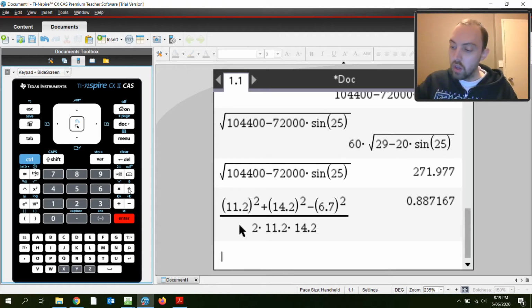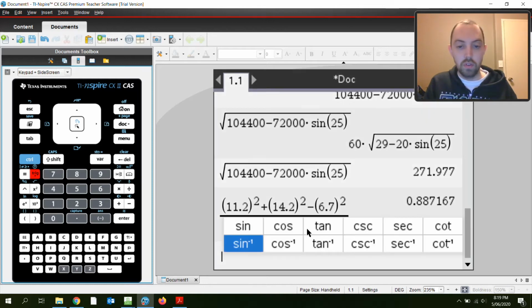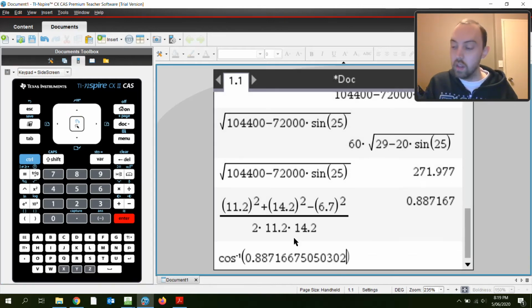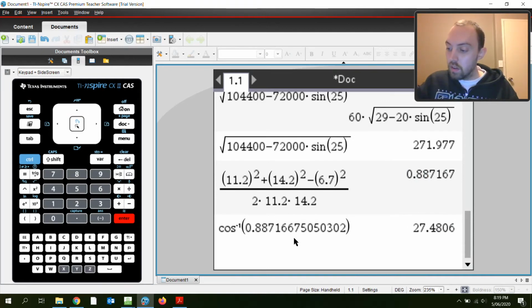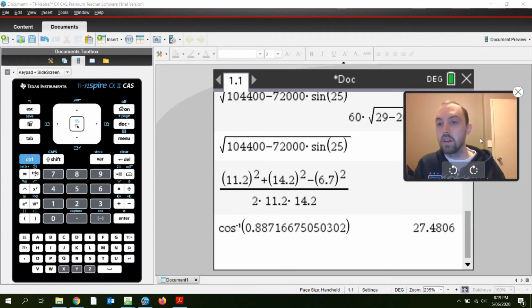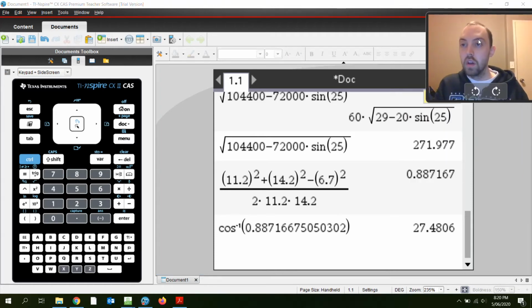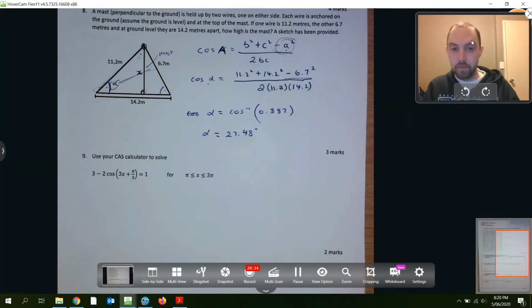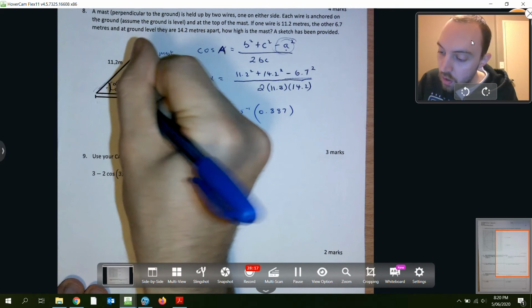So cos alpha is equal to cos to the -1 of 0.887. Alpha is equal to, just writing that on the page. So we want to go cos to the -1 of all this, 27.48 degrees, because my calculator is still in degrees. So I know that this is 27.48 degrees.